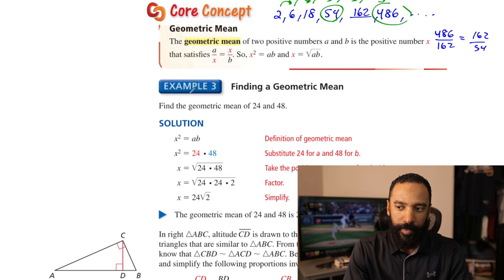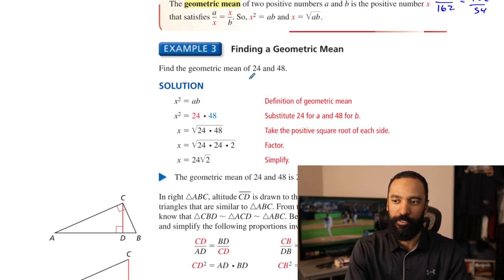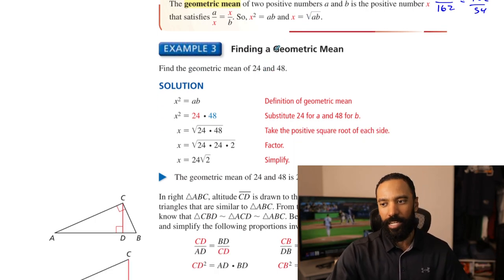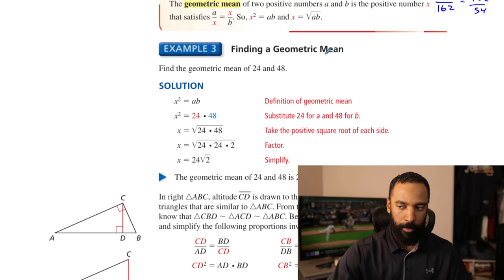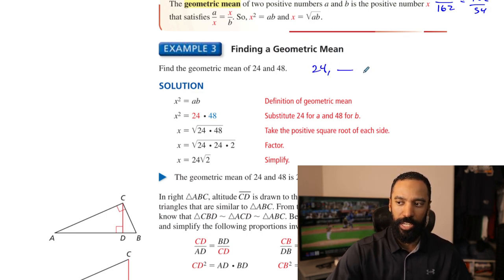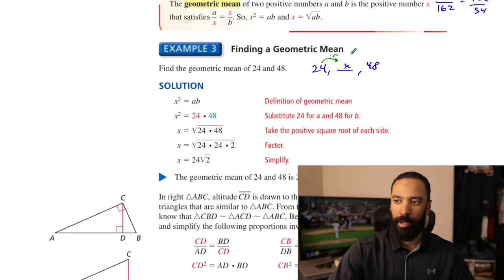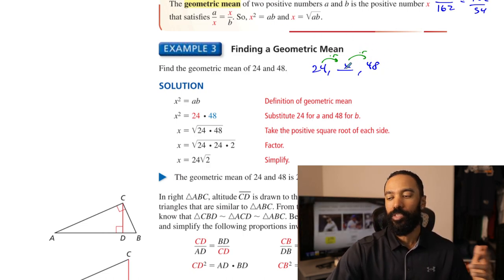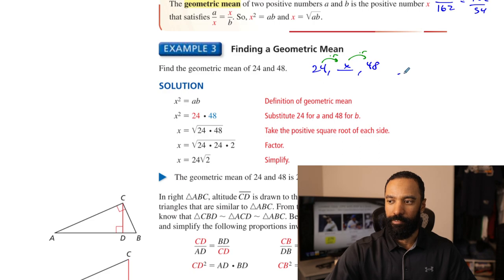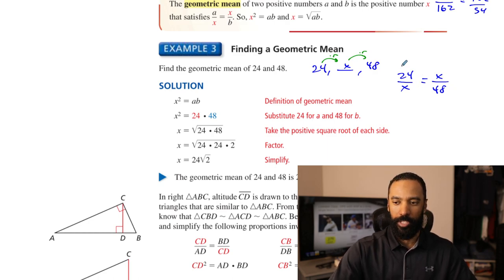Okay. Finding a geometric mean. Let's find the geometric mean of 24 and 48. And once again, if you didn't know how to set this up in a way to remember it, just keep in mind, in a geometric sequence, it would be the number in between these two. 24 times some number is X. X times that same number is 48, is something you could say. You could also say 24 divided by X is the same thing as X divided by 48, or the other way around. And you would cross multiply and solve.